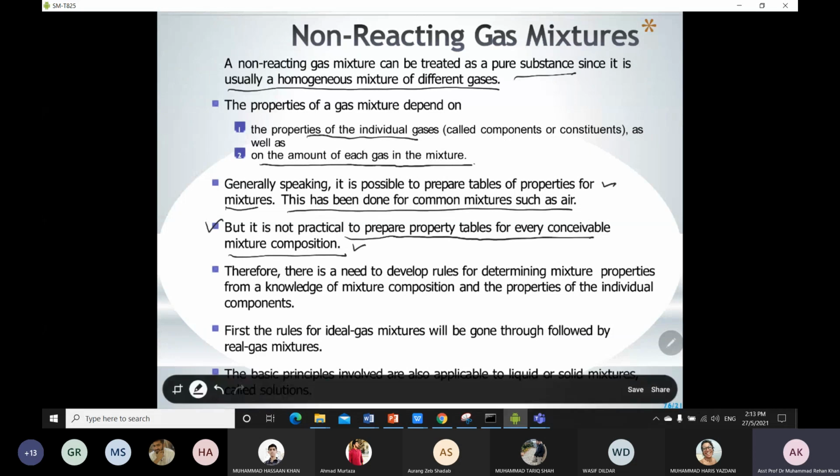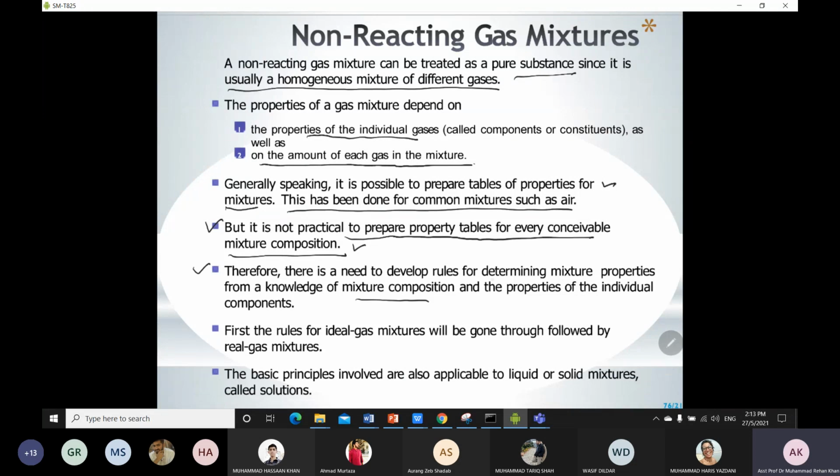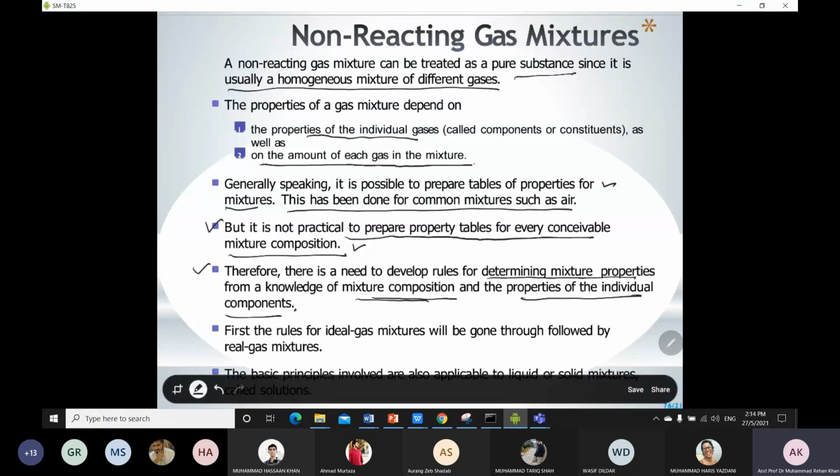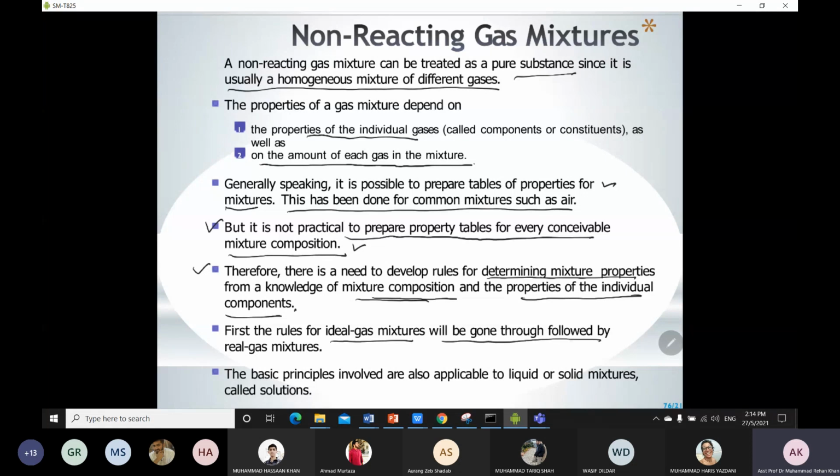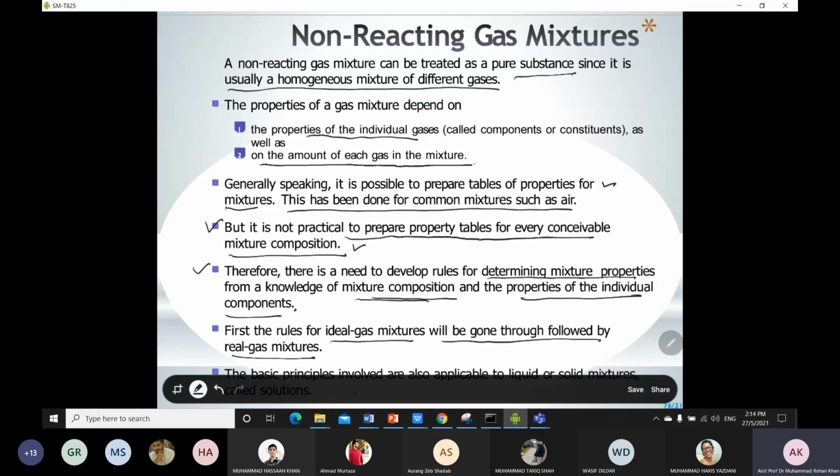As I have already said, because air is a common mixture, the air properties are known to us, but for the rest of the mixtures which are not common, there is no need to develop a property table for each mixture composition. Therefore, there is a need to develop rules for determining the mixture properties from knowledge of the mixture composition and the properties of the individual components. First we will go through the rules for ideal gas mixtures, followed by real gas mixtures. Then we can see how we can determine the mixture properties in the later slides.